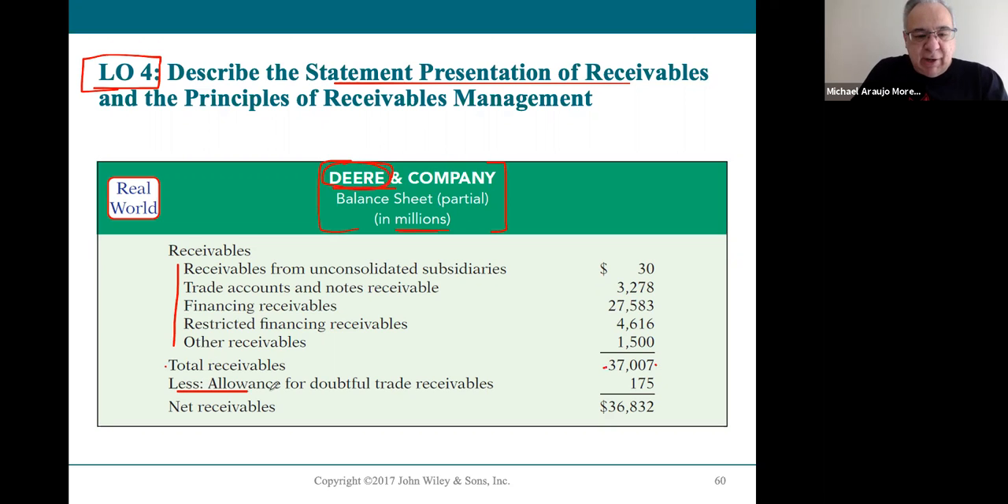Again, you see here they subtract out their allowance for doubtful accounts. They call it the allowance for doubtful trade receivables. They subtract that out. But they still, as you see here, have 36 billion, which is quite a few bucks.